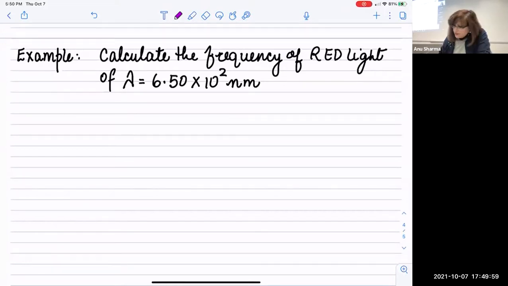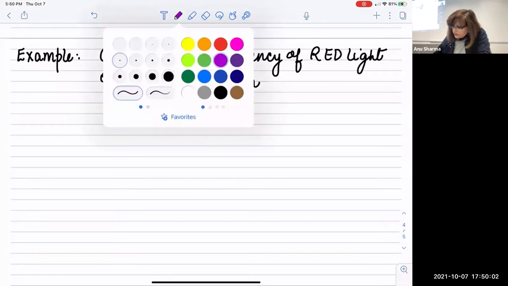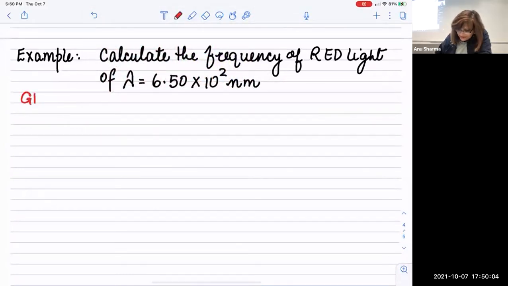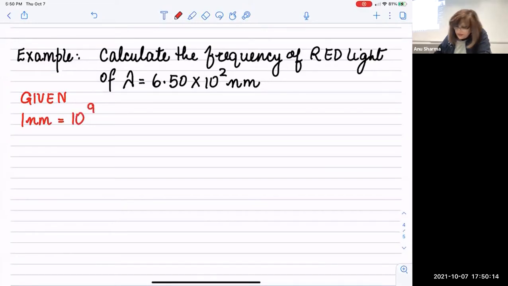Now, make a note of this, given: 1 meter is 10 to the power 9 nanometers. Okay. So this is given, that's the relationship.